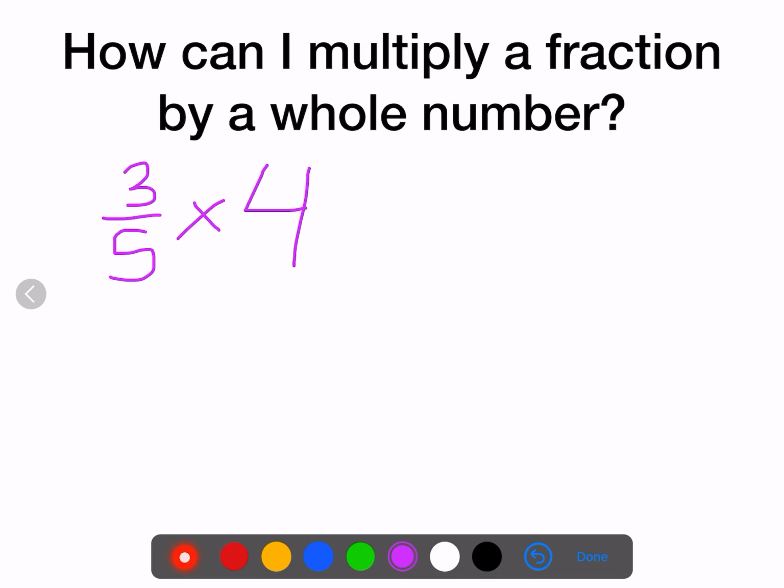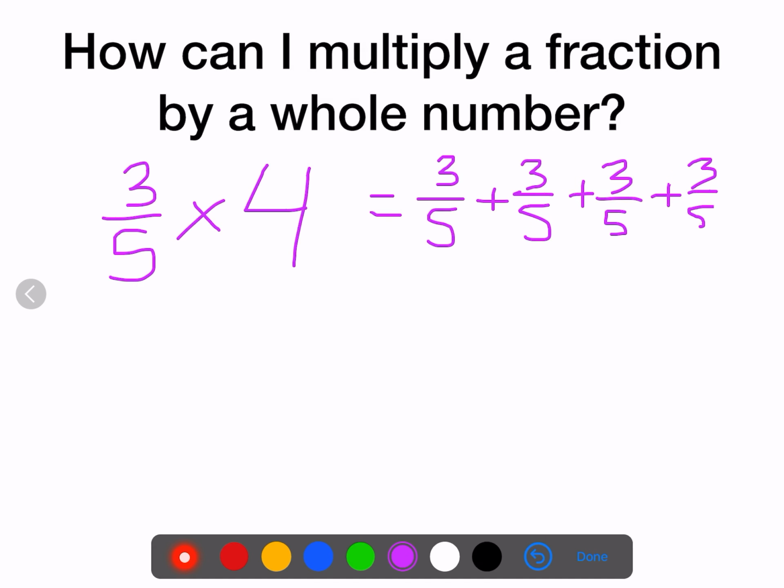One way to do this is by remembering that multiplication is the same as repeated addition. So 3/5 times 4 would be the same as 3/5 plus 3/5 plus 3/5 plus 3/5. So when I multiply a number, 3/5 times 4 is the same as 3/5 plus 3/5, 4 times.